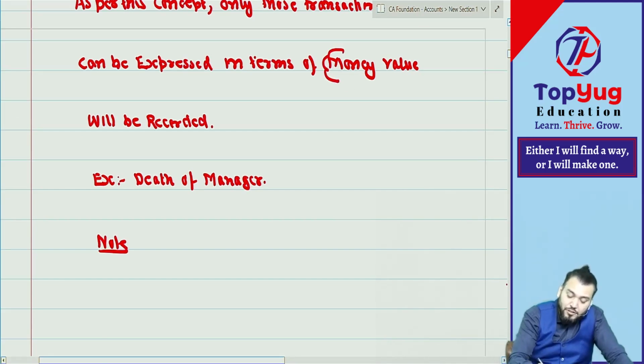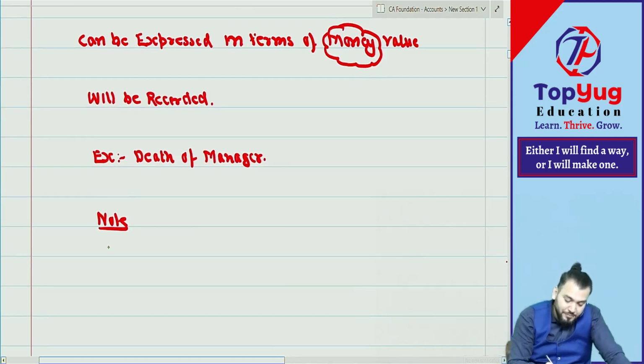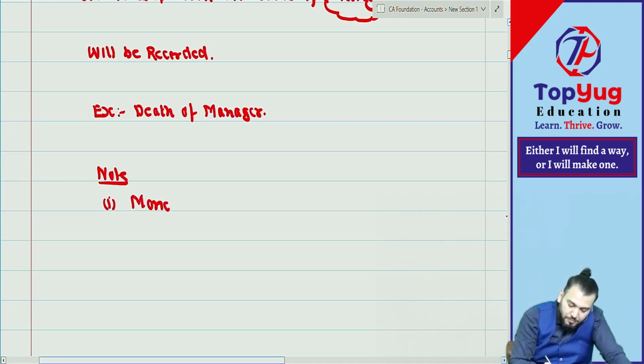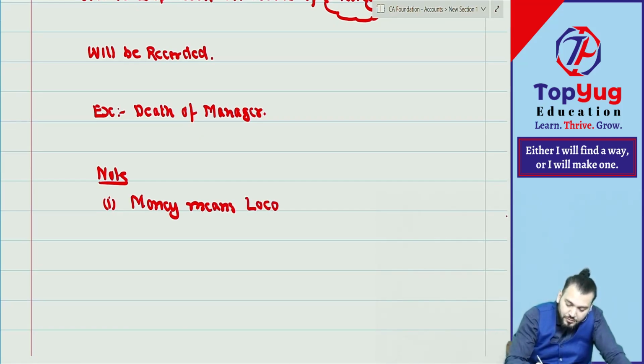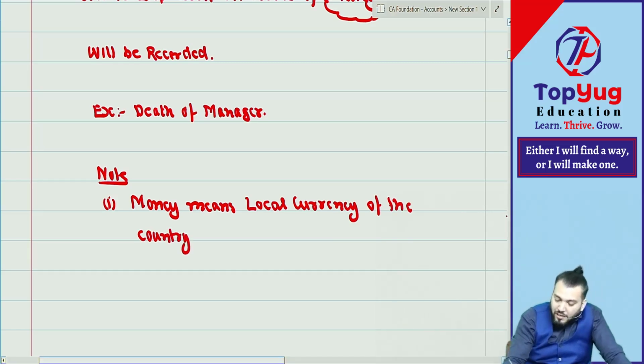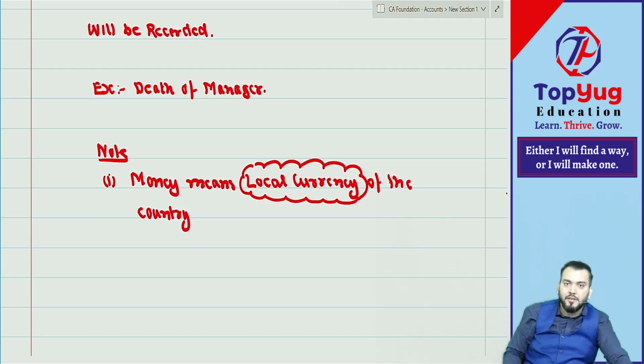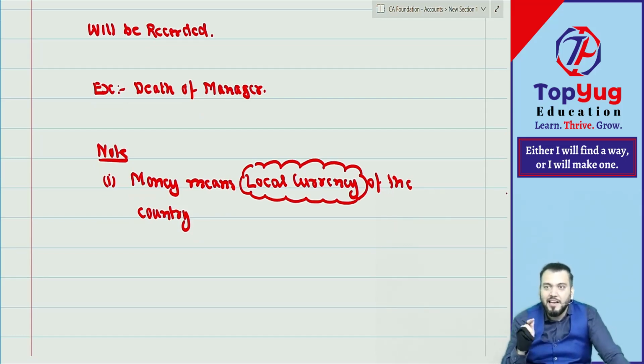Now, in terms of money, the question is, what is the meaning of money? Just write down. Cash, I understood. Cash means money, and checks means not money. Money here means local currency of the country. So what is the currency of India? Rupee, correct. INR.